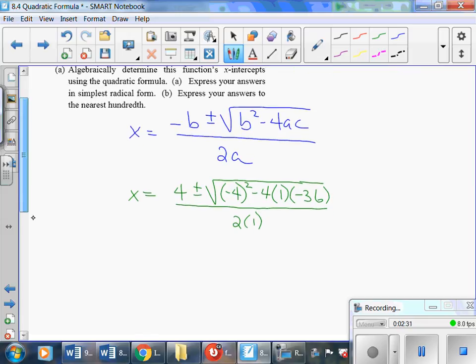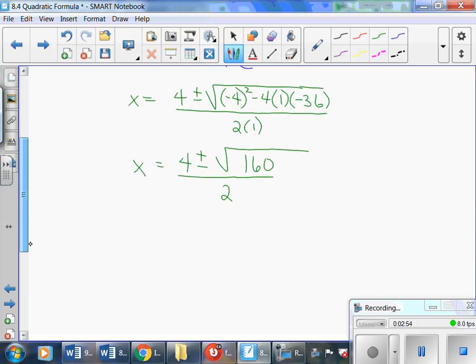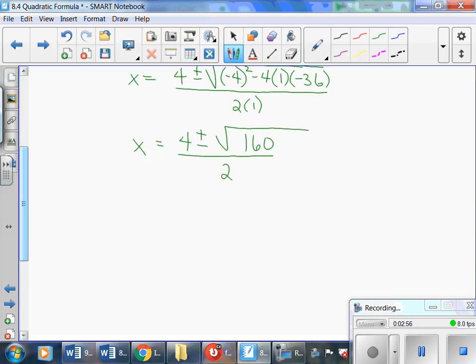I think the easiest thing to do is start with my discriminant. X equals 4 plus or minus. Now, the discriminant is what's underneath this radical. So I put this whole thing into my calculator just the way it looks, and I get 160 divided by 2. Now 160, it says simplest radical form, so I'm going to have to do some thinking about this.